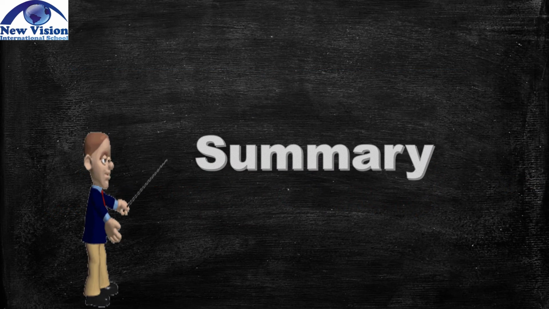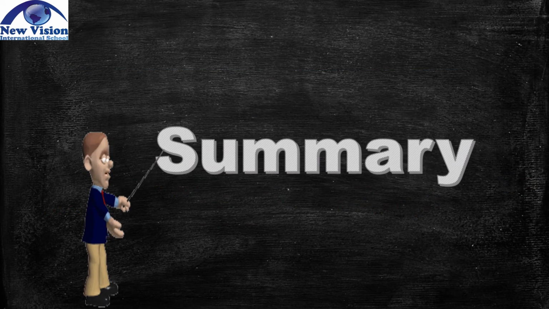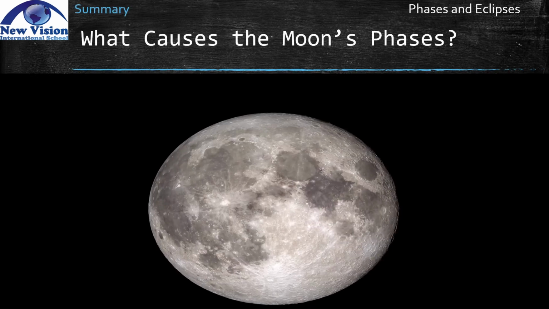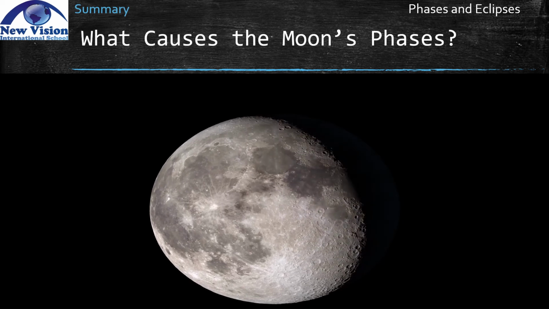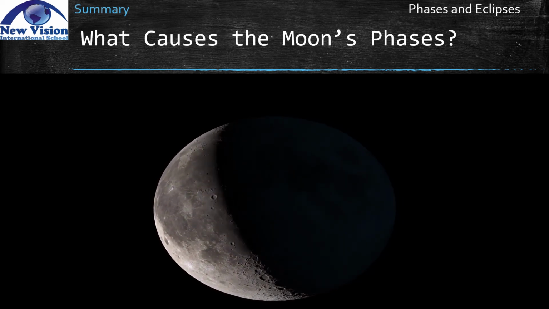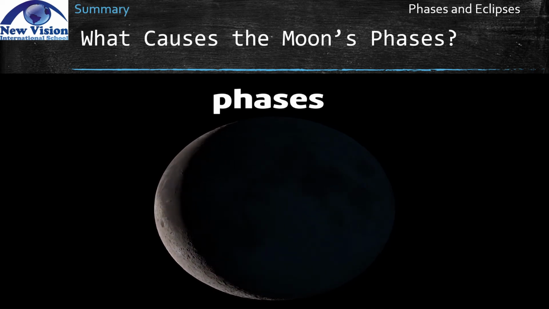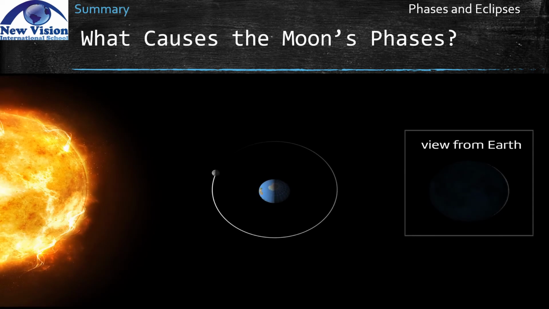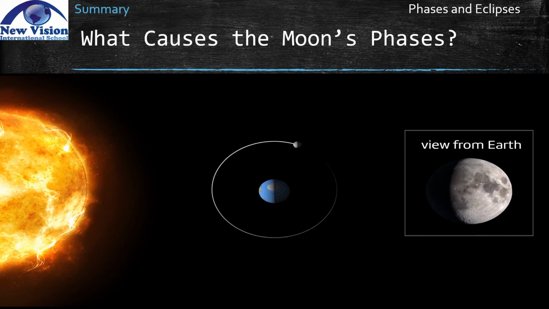Let's summarize our lesson. When you look up at the moon night after night, it appears to slowly change shape. These changes, known as phases, are repeated every month. This is because they depend on where the moon is in orbit around the Earth, a journey that takes 29.5 days.